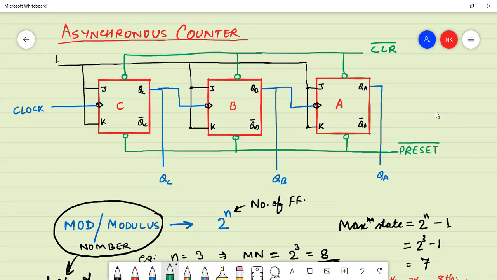What does this mean? So this CLR and preset. Okay, both of these connections are used to clear and preset the output of this counter.